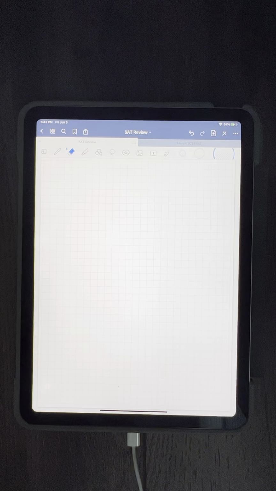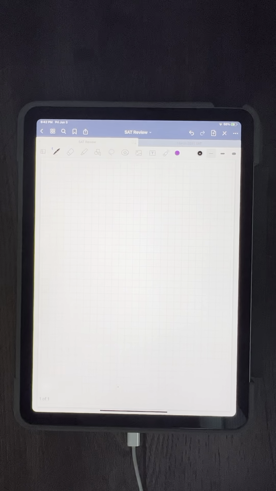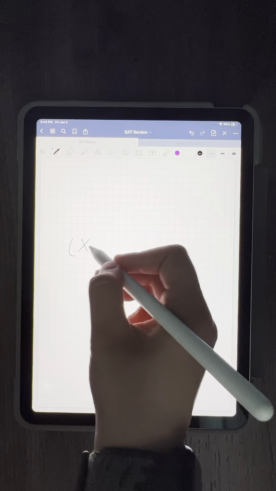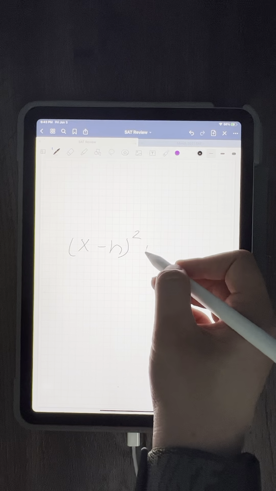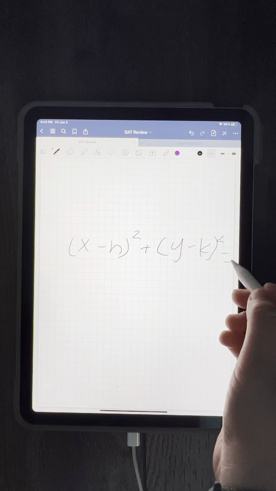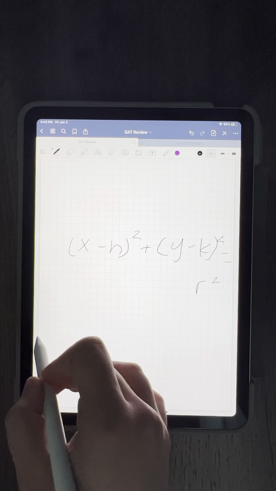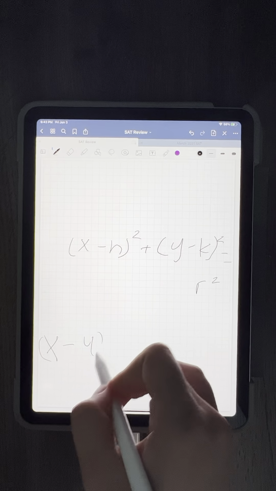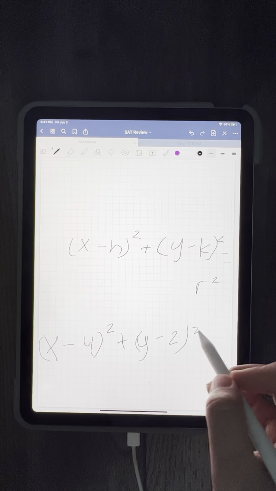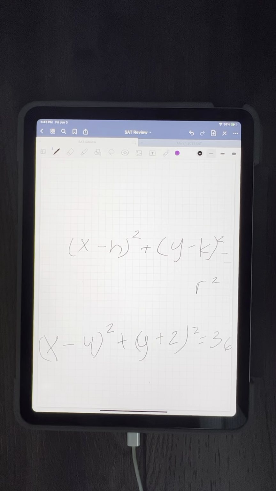I don't think there's anything else that you need to know geometry-wise that's that important, but you do need to know things about circles and the equations of circles. So the equation of a circle is basically (x minus h) squared plus (y minus k) squared equals radius squared, right? So if they gave you (x minus 4) squared plus, or let's do (y plus 2) squared equals 36, we know what the center is from here.